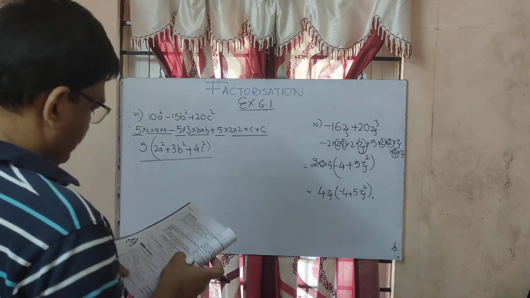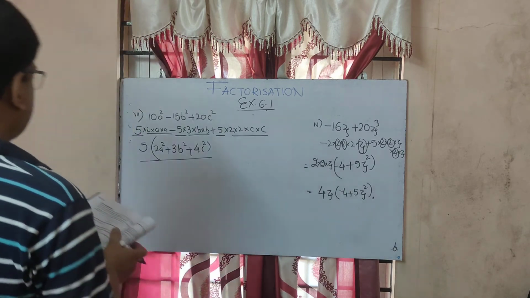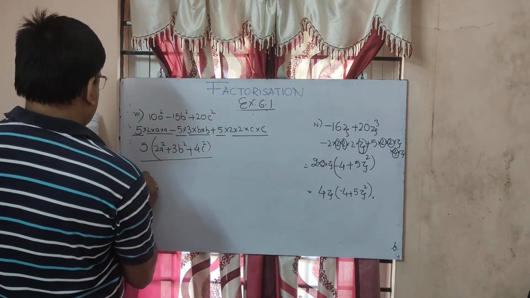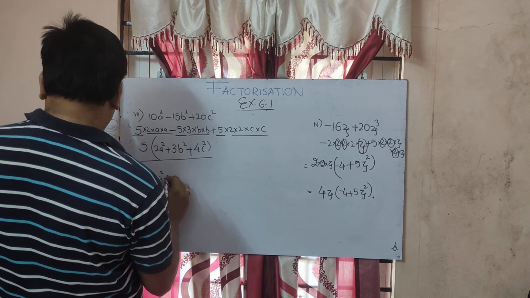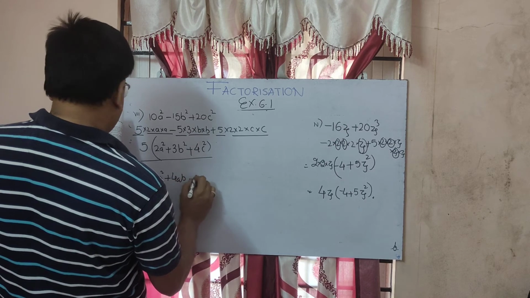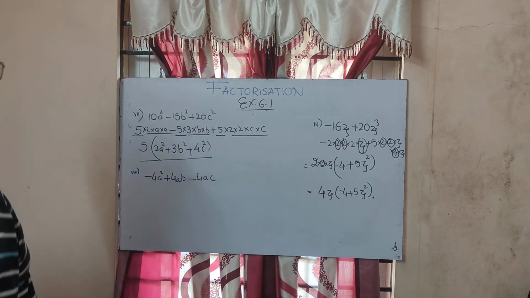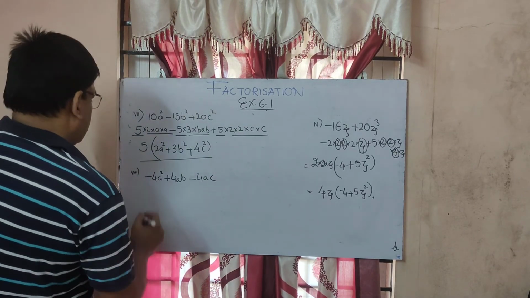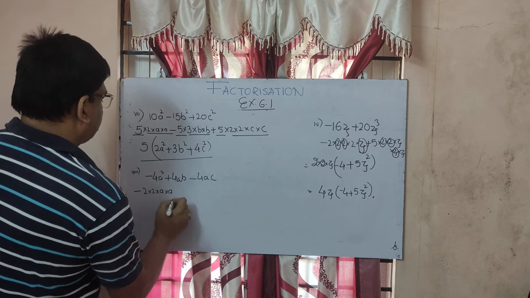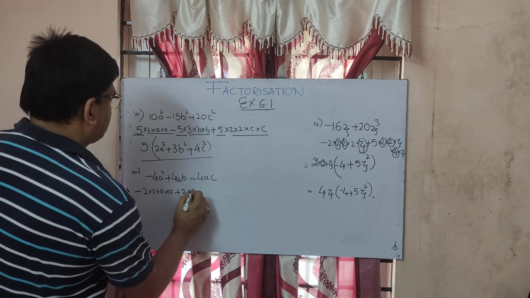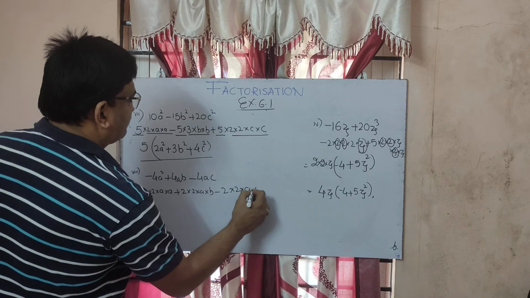Now let us move to the next example, that is we'll do the eighth one now. Minus 4a square plus 4ab minus 4ac. Or you can even write CA, there will be no change. So now 4 can be written as 2 into 2. A square can be written as A into A, plus 4 can be written as 2 into 2. A is A, B is B. 4 can be written as 2 into 2 and A into C.